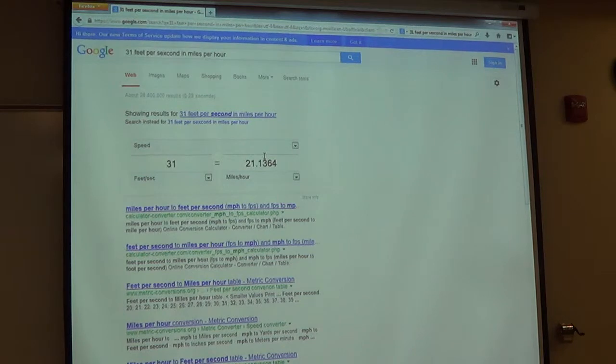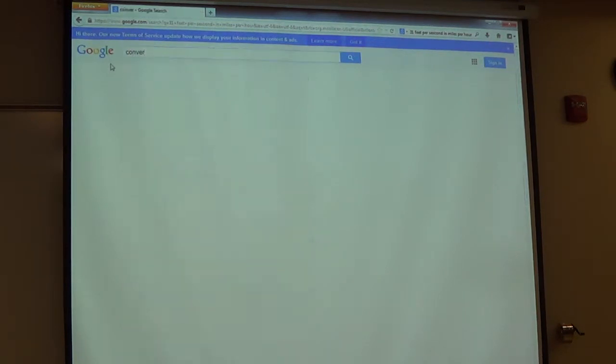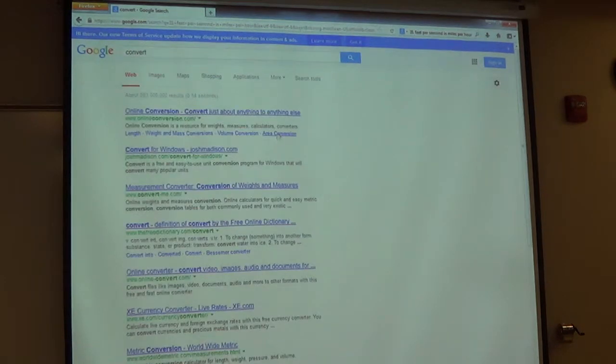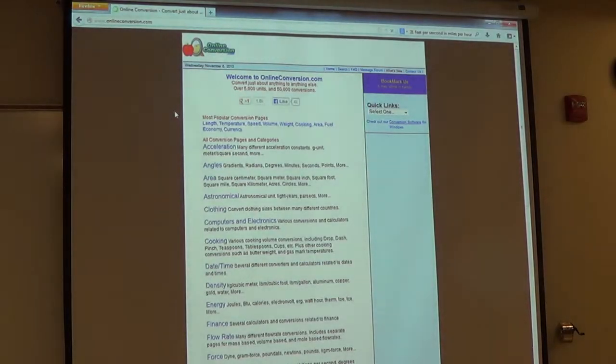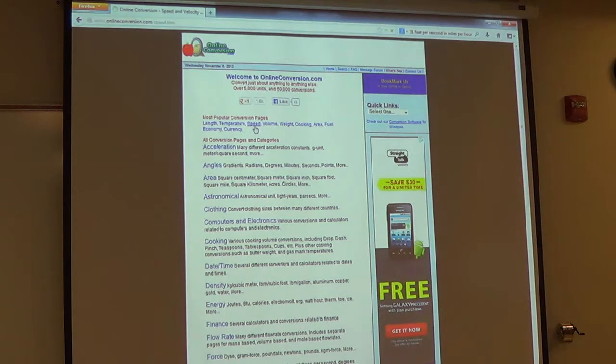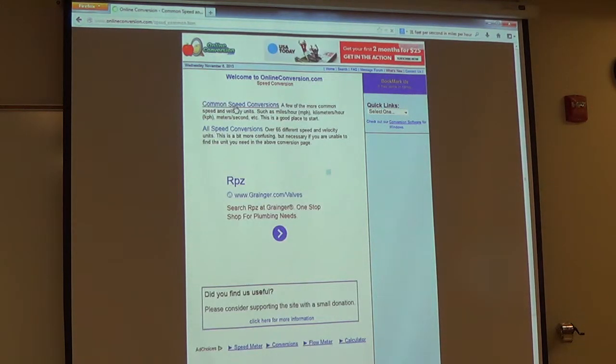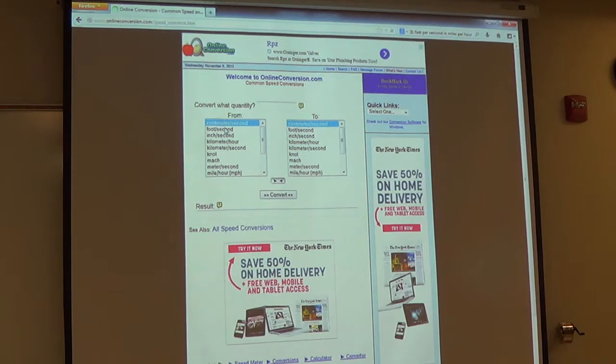Because we're all carrying smartphones around. And back in the day, we had to put apps on our phones to do the conversions. And there were websites, like conversion websites, where you could go to the website itself, type in the unit you needed. You type in convert, and you can find these websites. Online conversion. I used to use this one all the time. So you'd go to the site, figure out whatever you needed to convert, speed, for example, common speed conversions, from, and you see this is a pain in the butt though.